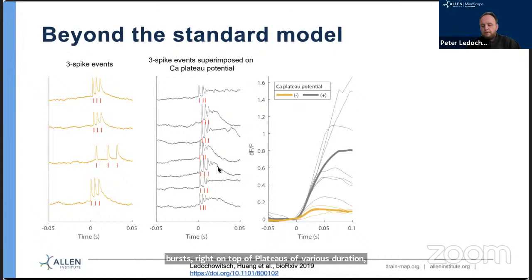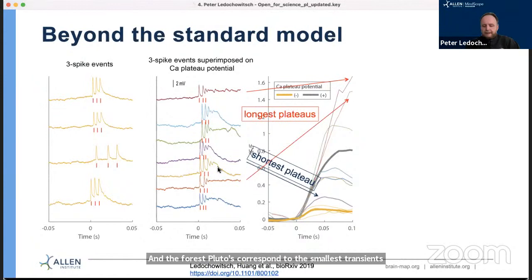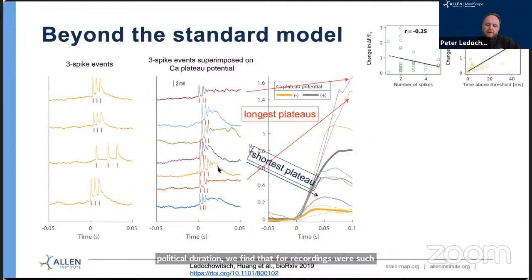The plot thickens further once we realize that the longest plateaus correspond to the largest transients, and the shortest plateaus correspond to the smallest transients. In fact, when we regress event magnitude against plateau duration, we find that for recordings where such plateaus occur, we can predict event magnitudes much better from the plateau duration than from the number of spikes involved in the burst.